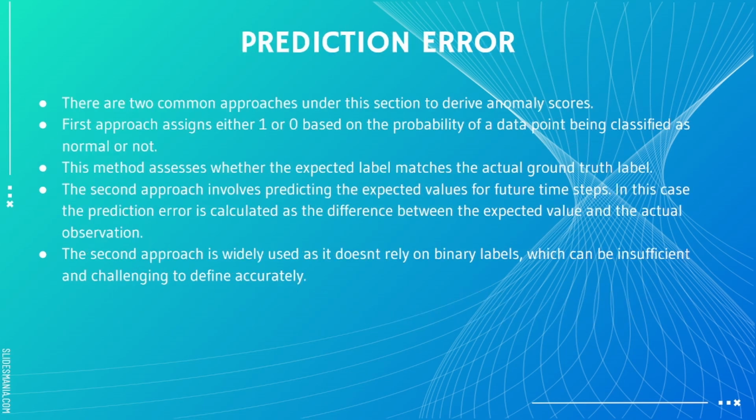Prediction error. There are two common approaches under this section to derive anomaly scores. The first approach is to assign a binary value, 1 or 0, based on the probability of the data point being classified as an anomaly or not, that is, normal or not. This method assesses whether the expected label matches the actual ground truth label or not.